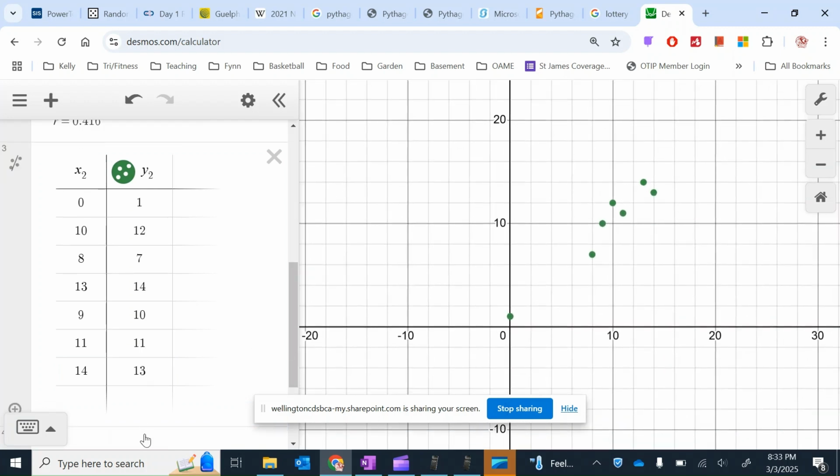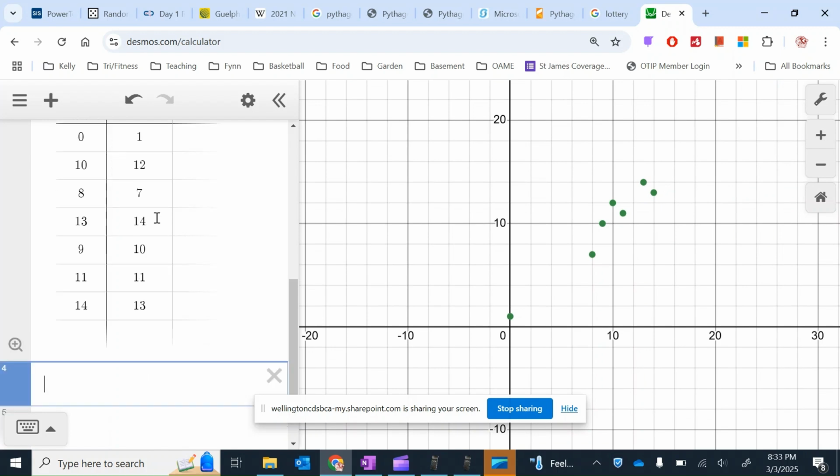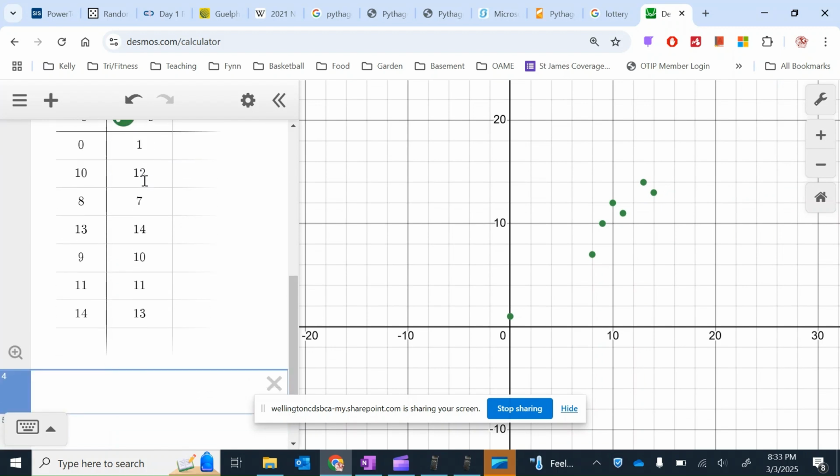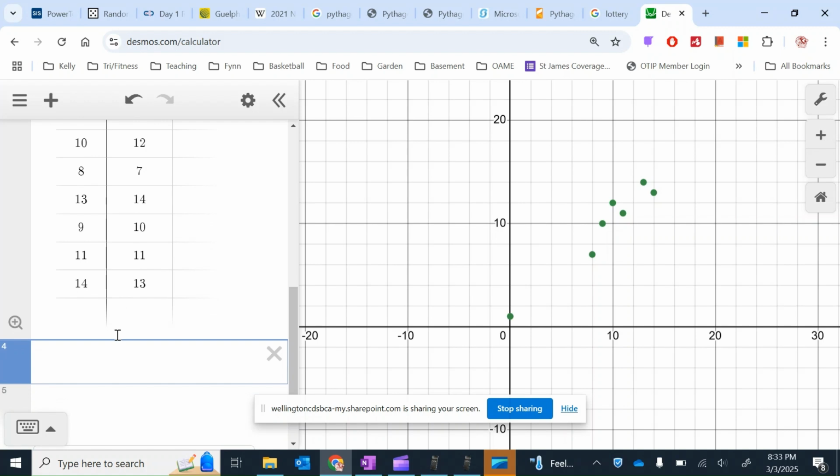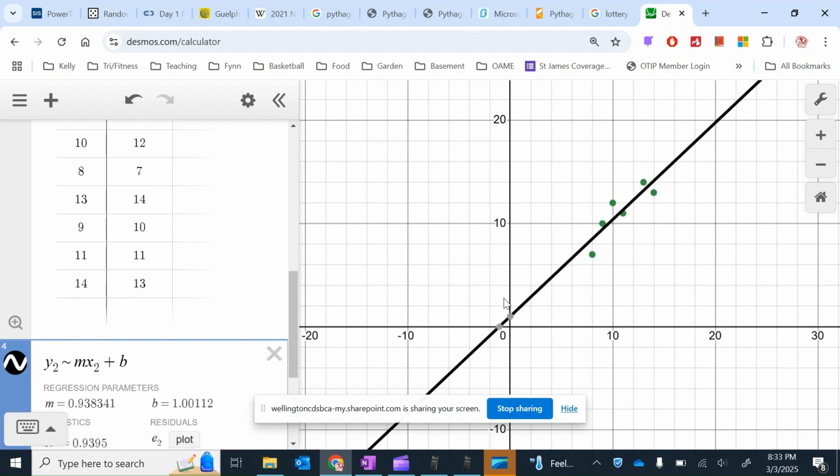Now I want to do my linear regression. Now remember, I'm using X2 and Y2. So I go to write this in, it's going to be Y2 tilde MX2 plus B. That's going to make a line of best fit for my data.